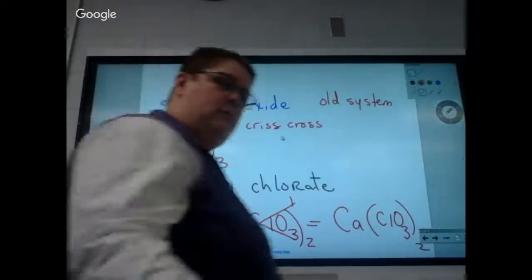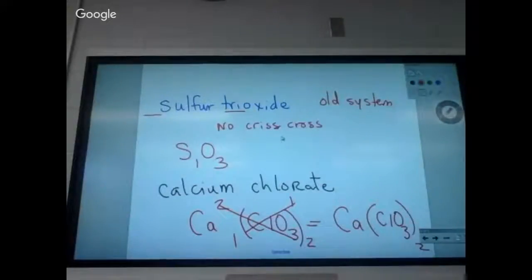So for sulfur dioxide, it would be S2O2. No. SO2. There's no 2 or there's no di on sulfur. So there's not going to be a 2 on the sulfur. Do you see what I mean about 1 and 2 put in the oxidation number? Yes.